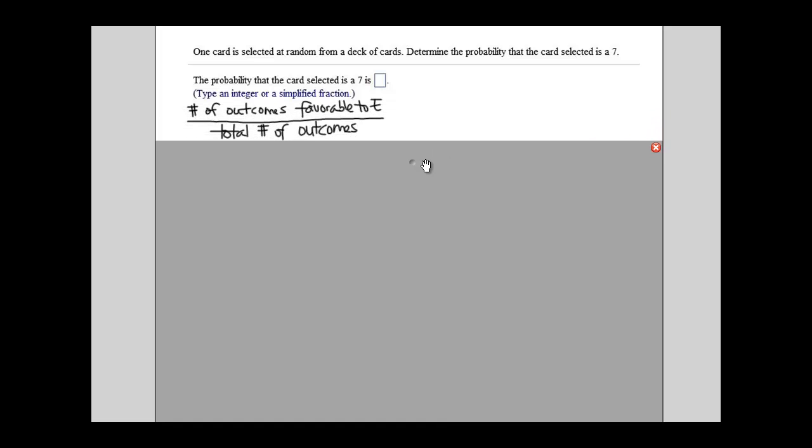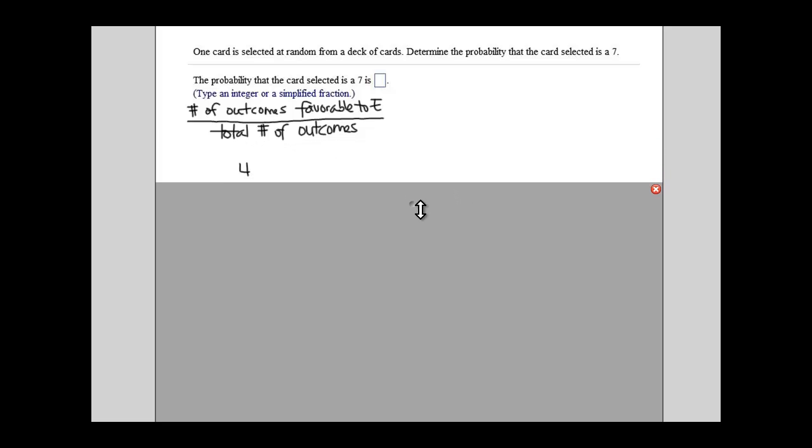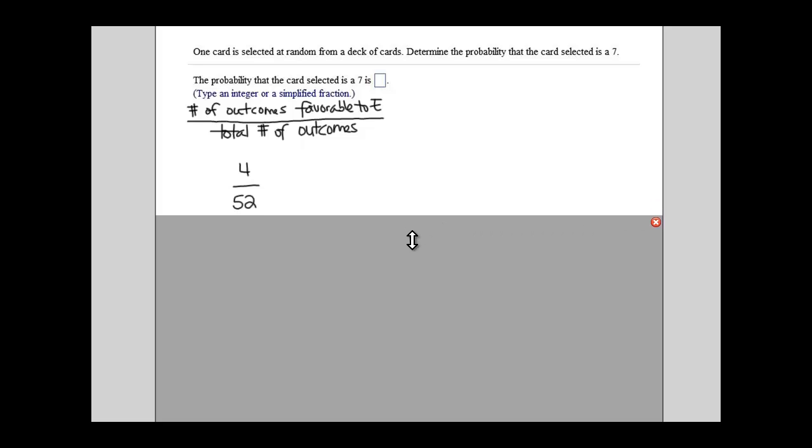So the first thing we want to look at in determining probability is the number of outcomes that are favorable to E, or the event, divided by the total number of outcomes. It would be considered a success or favorable to E if we drew a 7. How many 7s are in a deck of cards? We know that there are 4 in a complete deck. So there would be 4 outcomes favorable to E over the total number of outcomes, which is 52 possible cards in the deck of cards.